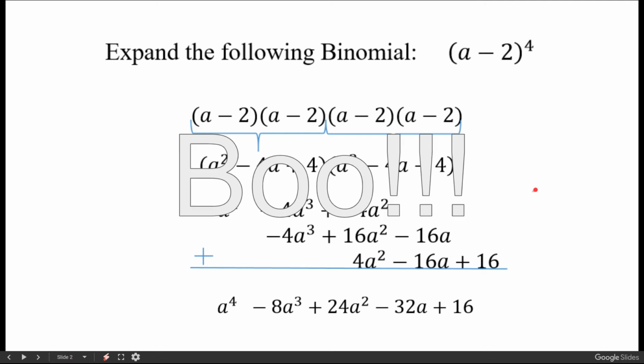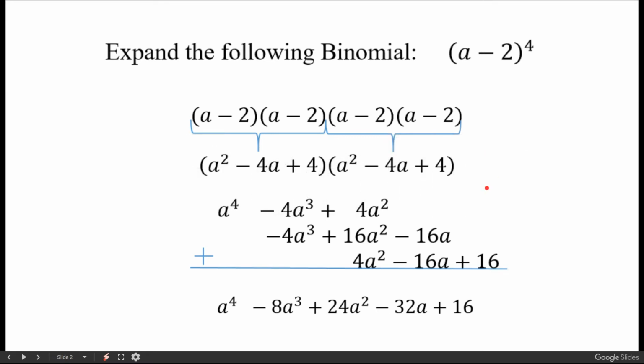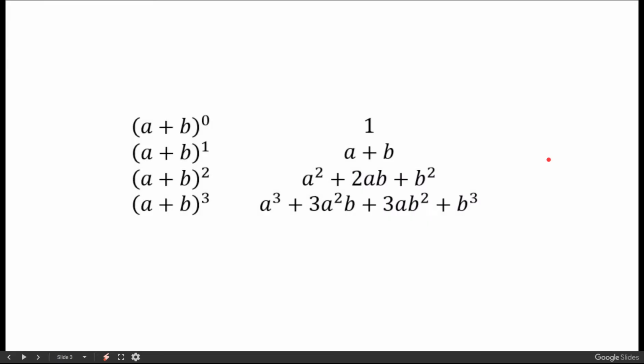So what I want to do is show you a different way where, if we look at some patterns, we might make this whole process a little easier. All right, so let's go ahead and do that. The first thing we're going to do is look at a plus b expanded. I have it to the 0 power. Anything to the 0 power is 1. Obviously, a plus b to the first is just going to be a plus b, and so forth.